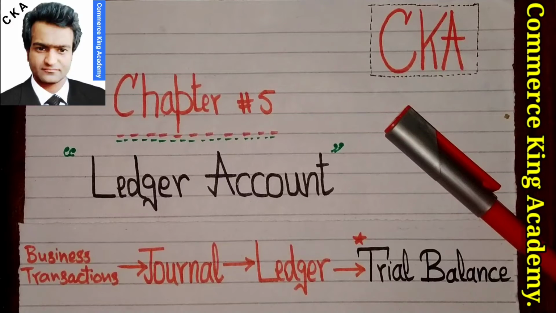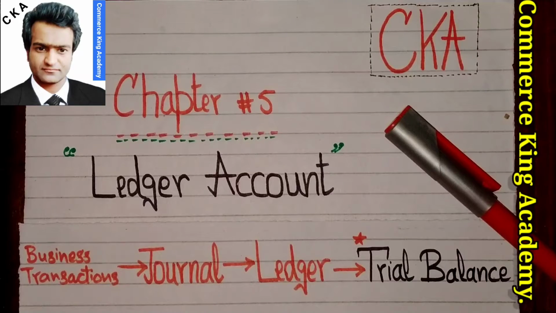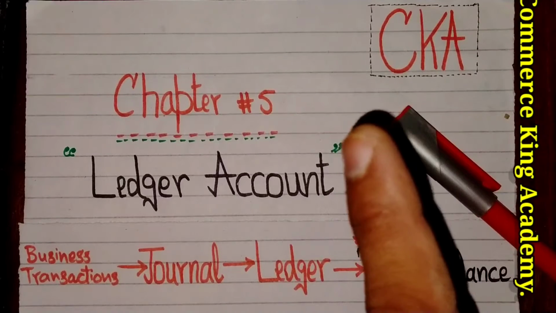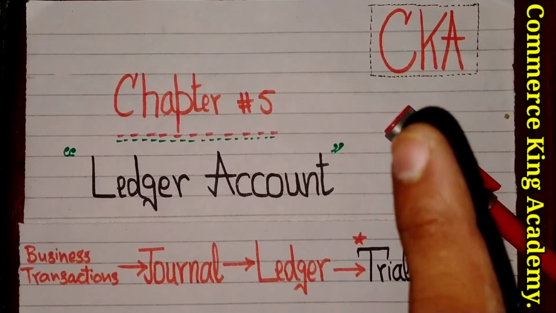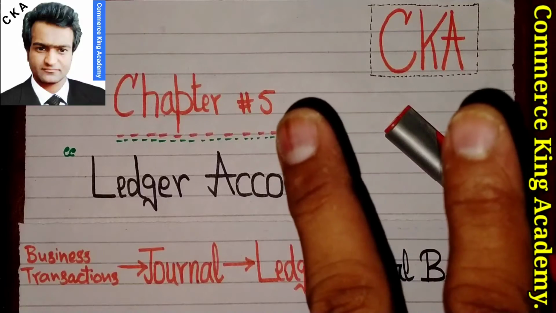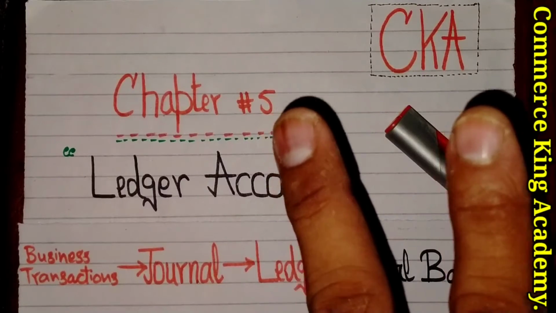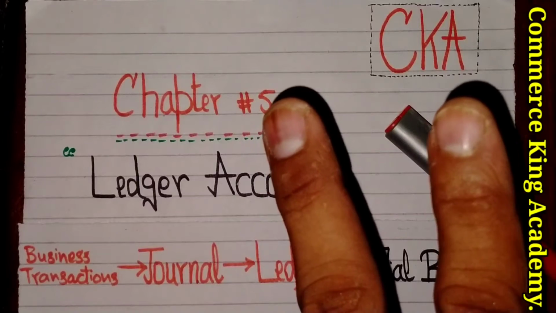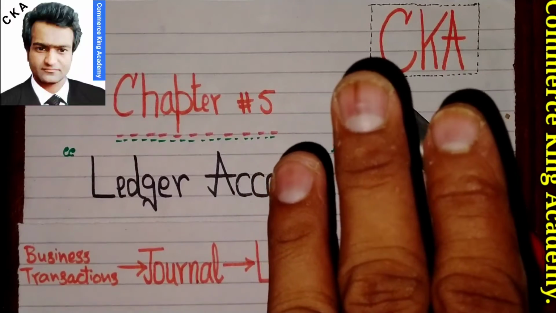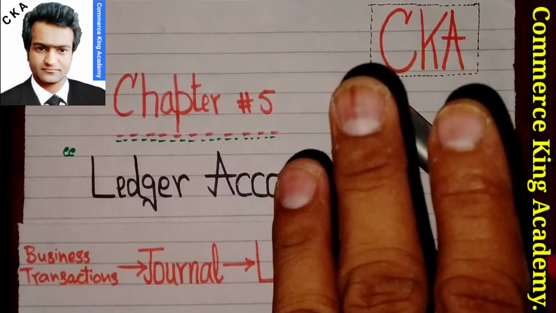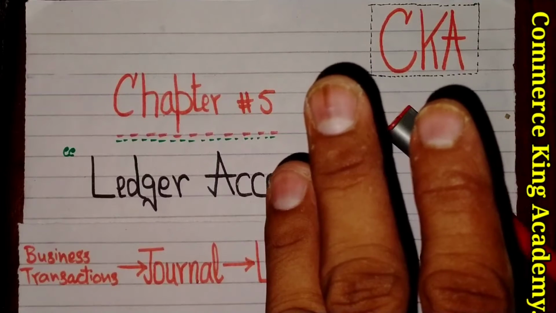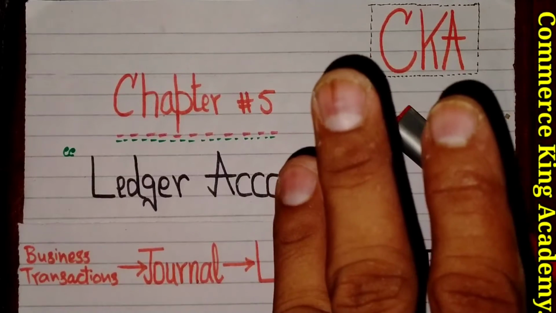So preparation of trial balance involves 3 steps. First one is determining the balances of ledger accounts, which we did in the last video. The second point is arranging the account balances in the format of a trial balance. And the third and last point is adding up the trial balance columns and comparing the column totals.